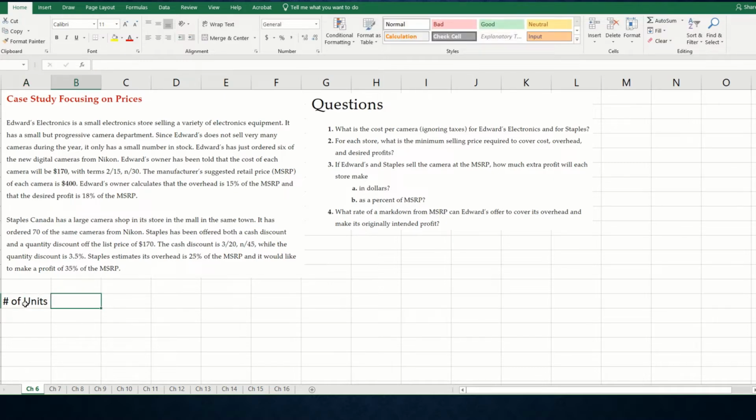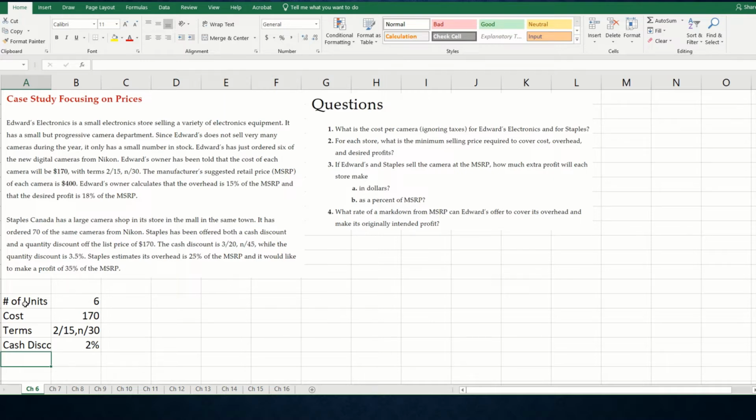And Edwards had 6 of them. And the cost of each camera is $170. Our terms are 2/15 net 30. So the cash discount is 2%. And I'll just put 2% in there.